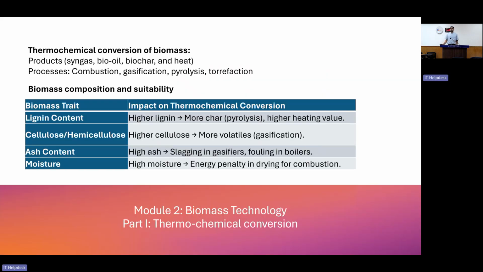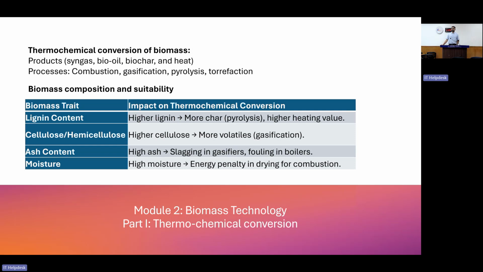Okay, now coming to module 2, which is on biomass technology. In the first part we will discuss thermochemical conversion. Mostly the products we get through thermochemical conversion of biomass for bioenergy are syngas, or pyrolysis gas depending upon the process, bio-oil and biochar, and in combustion we get heat and power. The processes considered for biomass to bioenergy technologies are combustion, gasification, pyrolysis, and torrefaction. Torrefaction is nothing but pre-pyrolysis.